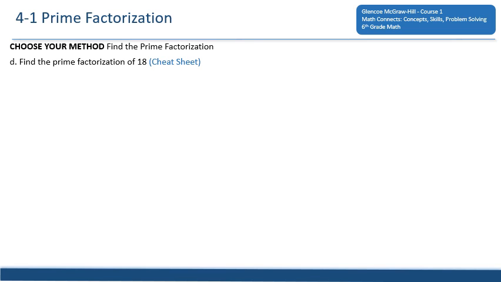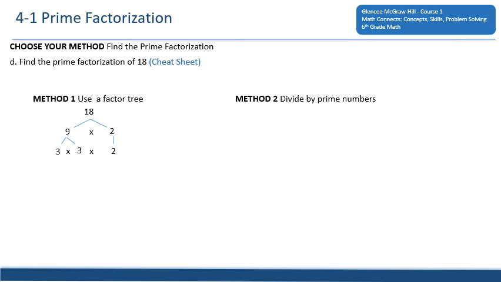Choose your method, the prime factorization of 18. We'll use a factor tree of 18. We have 9 times 2. And then if we factor 9, we have 3 times 3 times 2. And then we could do the divide by prime numbers, which is 18 divided by 2 is 9. 9 divided by 3 is 3. The divisors are 2, 3, and 3. So the prime factorization of 18 is 2 times 3 times 3, or we can rewrite that as 2 times 3 squared.